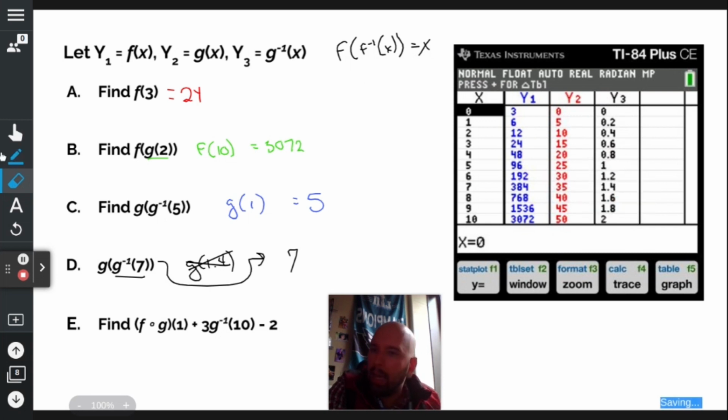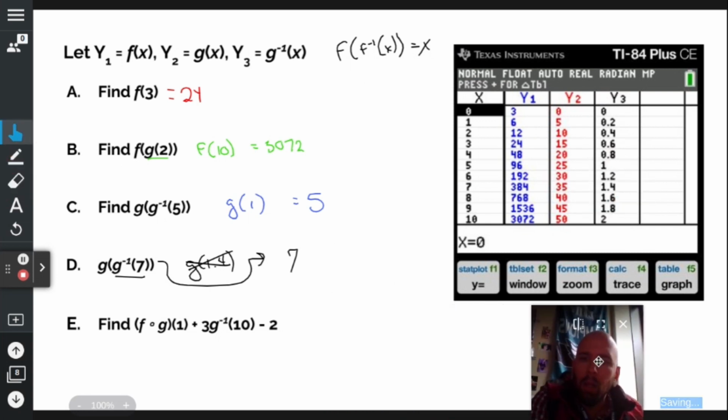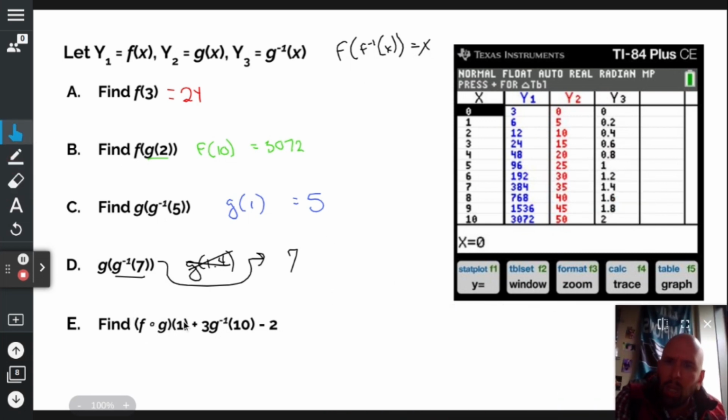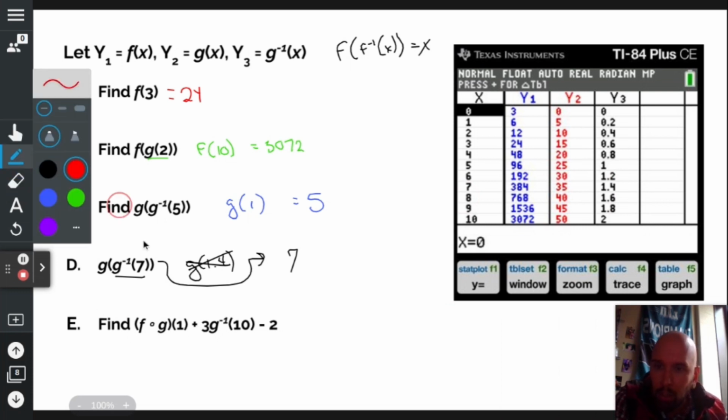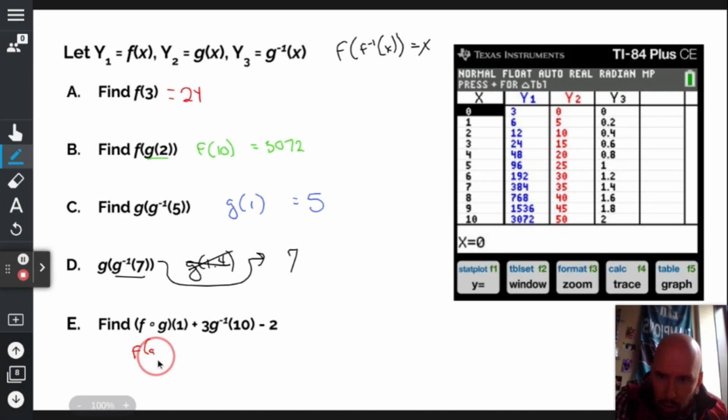What the heck am I asking here? Find f of g of 1. All right, let's do that first. This is me asking you this: f of g of 1. So g of 1 is 5. So f of 5 is 96.